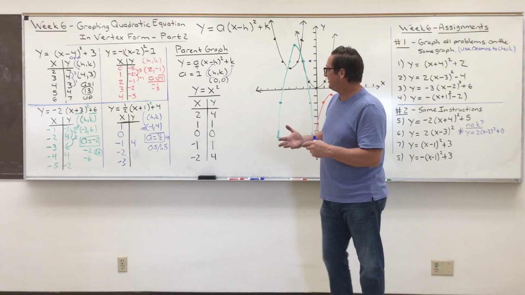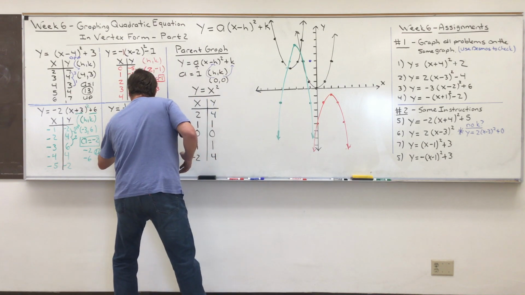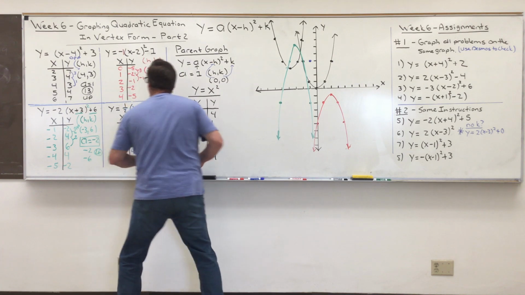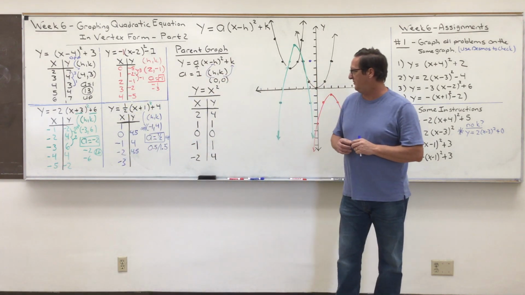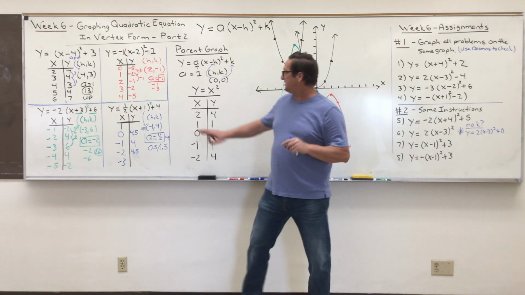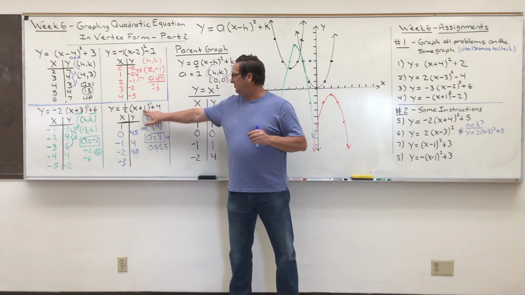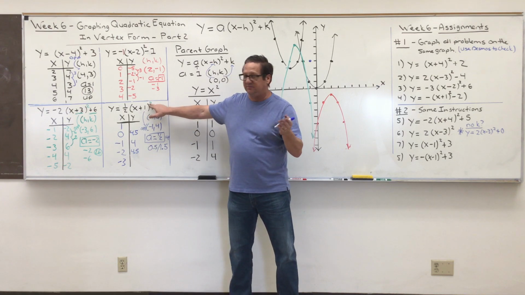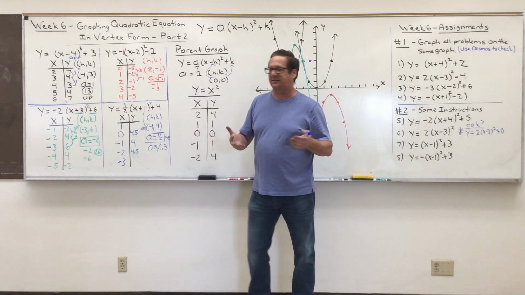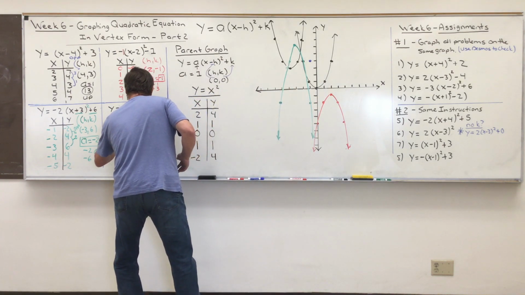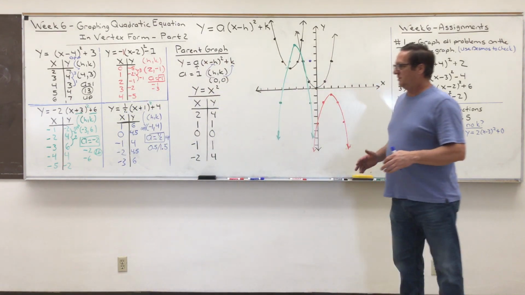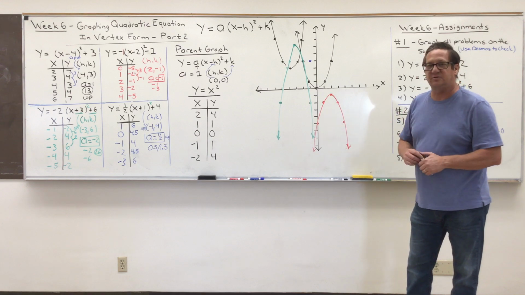So if we put in 0, we get 4.5. And if we put in 1, now watch this. 1 plus 1 is 2. 2 squared is 4. Half of 4 is 2. 2 plus 4 is 6. So we either plug in or we use our shortcuts.